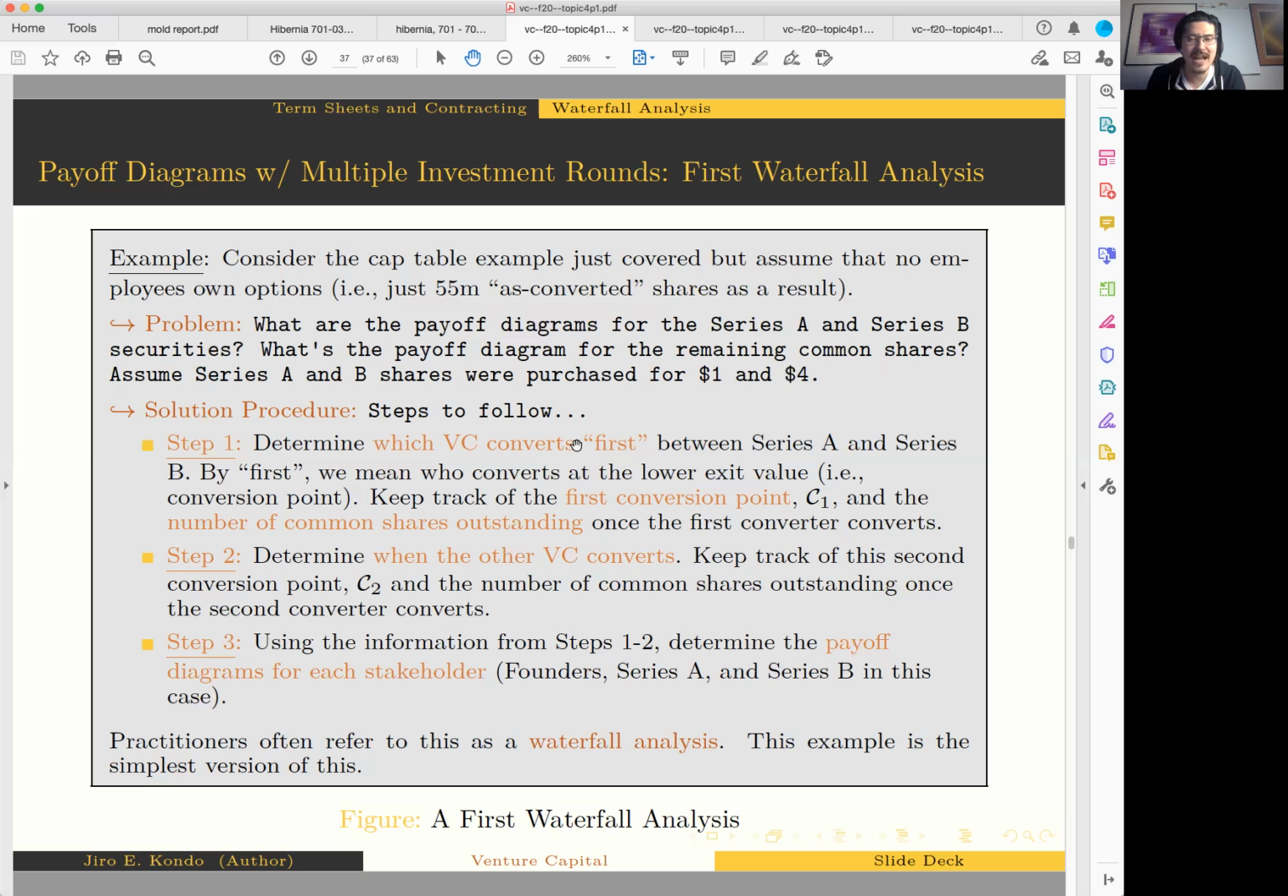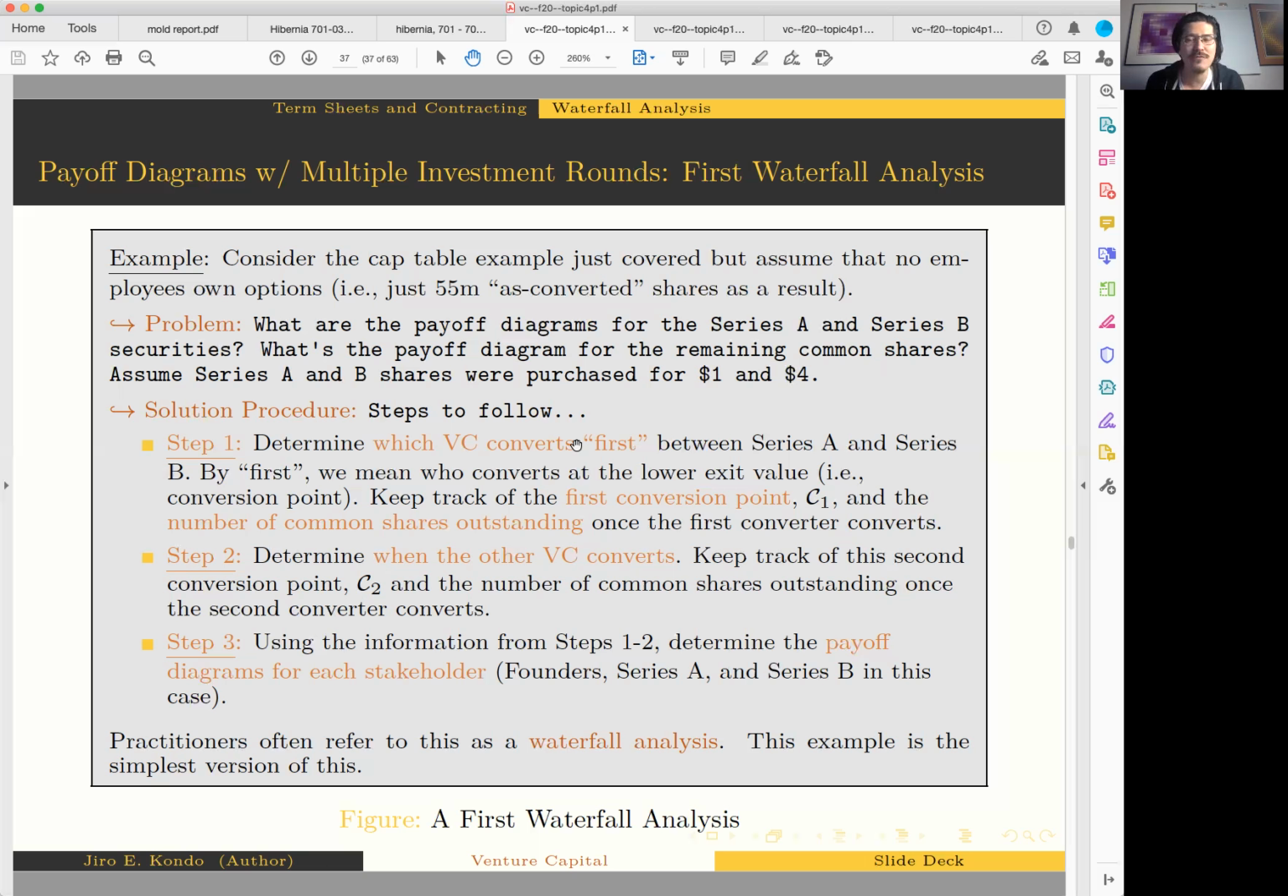So we need to find out, both parties are rational. They convert when they make more money from converting. So who goes first? Again, first in quotation marks. So we're going to have to answer that question in step 1. And then once we find out who converts first, then we can ask, well, who converts second, or last in this case? And at what exit value do they convert? Are we okay with this?